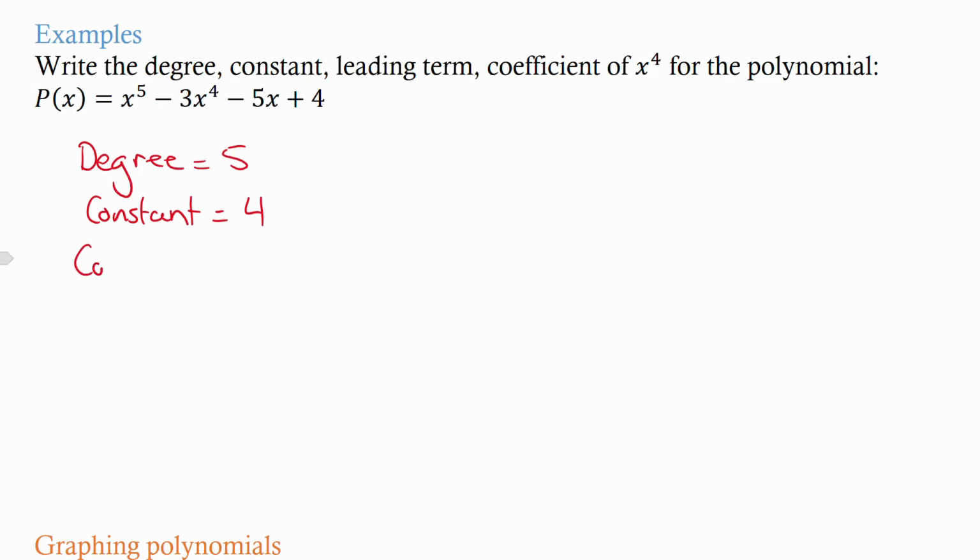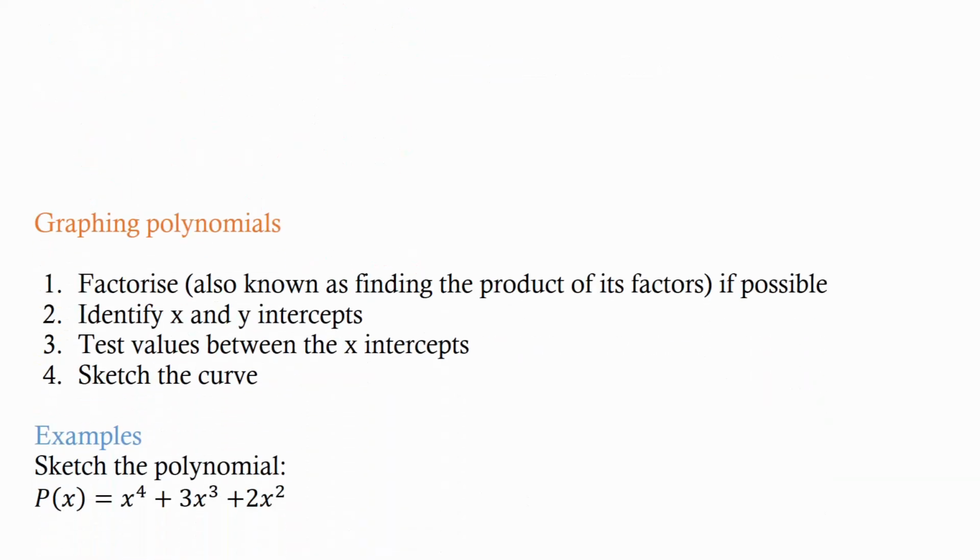The coefficient of x to the power of 4 is whatever number's out the front. In this case, it's -3. And then that's it for that one. You can get a range of different questions there, but just race through, answer them. Fairly simple, those ones. It's just understanding all the different terminology.